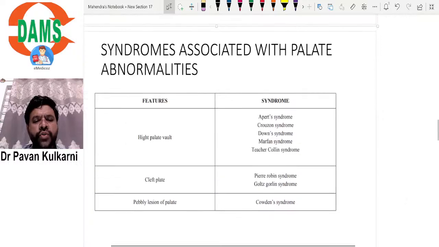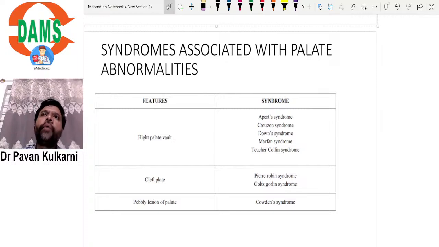Now, what are the syndromes associated with the palate? High arched palate is associated with all the important bone syndromes: Apert, Crouzon, Marfan, Down, Treacher Collins. All these are the important syndromes which are associated with high arched palate.